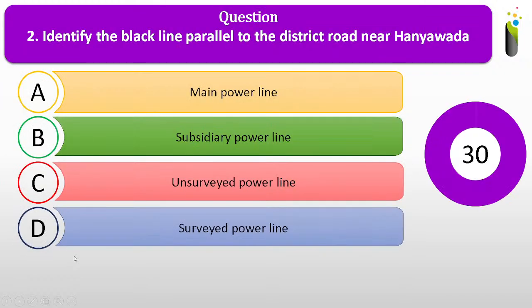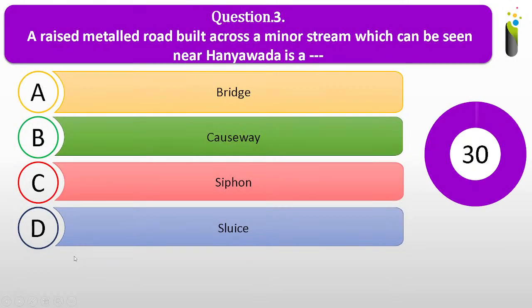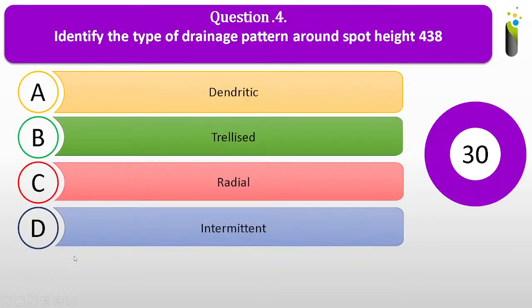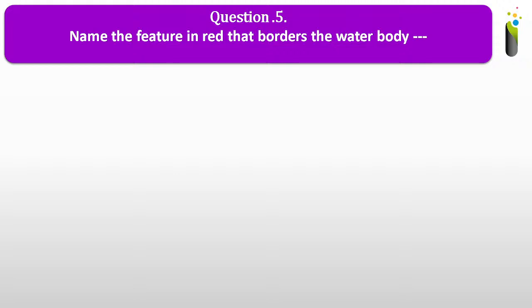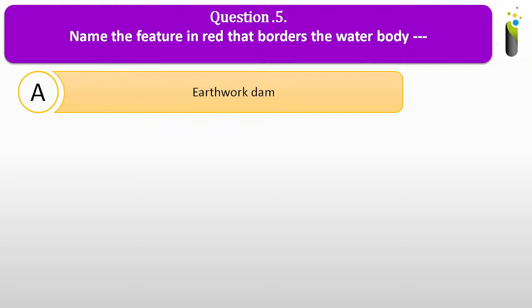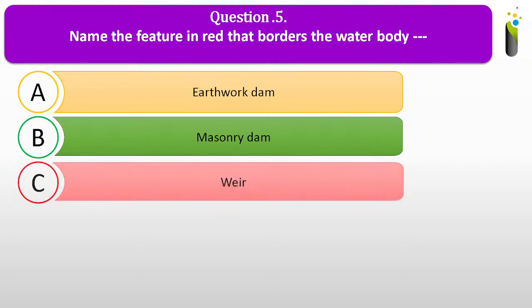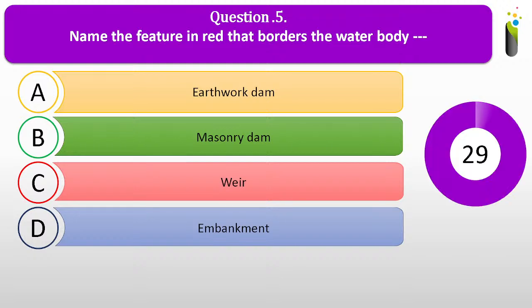So we come back to question number 5. Name the feature in red that borders the water body. Your options are A. Earthwork dam, B. Masonry dam, C. Weir, D. Embankment. And your time starts now.